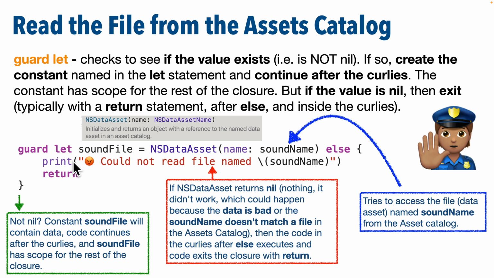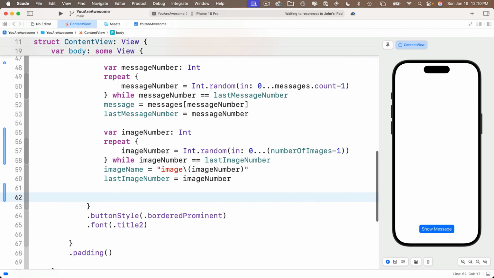Now, what happens if we do create that sound file constant? We have no problems. The sound file constant is created, guard lets us pass, so we passed its test, and the constant sound file lives for the rest of the closure, which means for the rest of the button action. By the way, guard let is a Swift statement, and NSDataAsset is an Apple-specific command since it uses the asset catalog, something that's not part of non-Apple products.